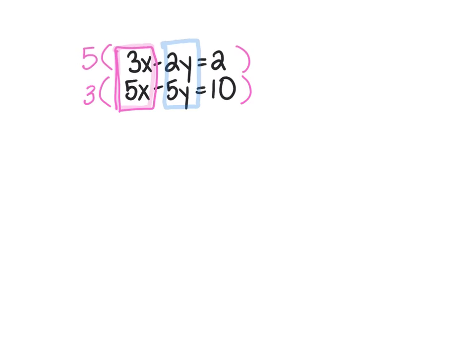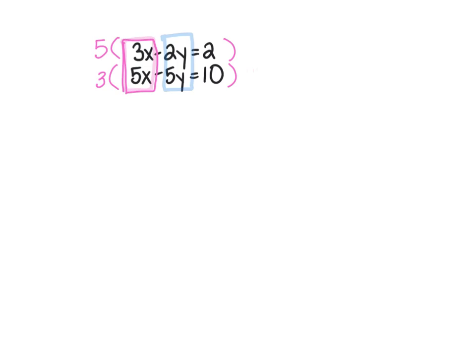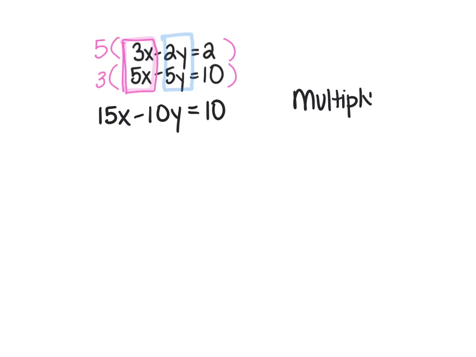So when I simplify this, I get 15x minus 10y, because I'm going to distribute and multiply the whole thing, times 10. So we're going to multiply here. We're going to do it for the second equation. So 3 times 5 is going to give me 15. 3 times negative 5y is going to give me negative 15y, and that's going to equal 30.